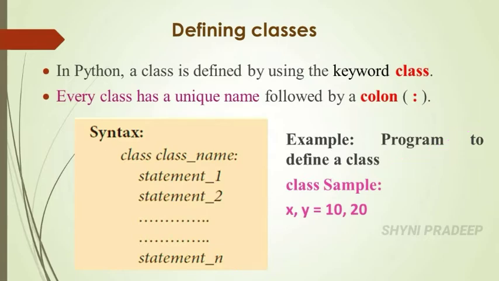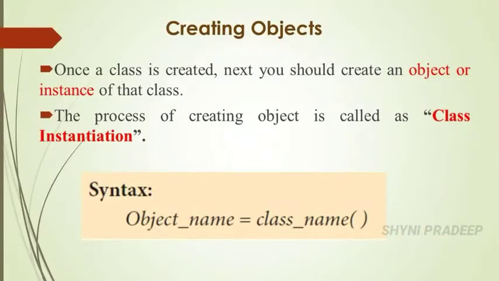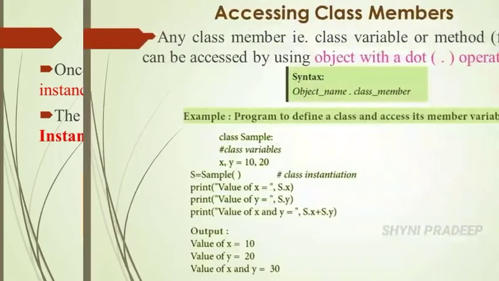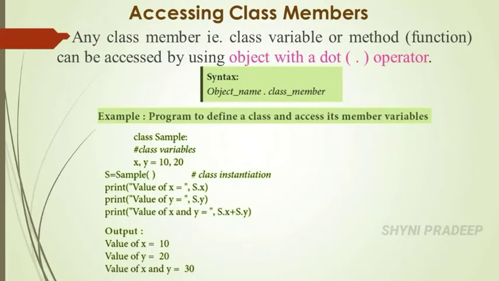Next topic is creating objects. Once a class is created, next you should create an object or instance of that class. What is an object? An instance of a class is called an object. The process of creating an object is called class instantiation. So the process of creating an object is called what? Class instantiation. See, this is the syntax: object name = class name, and write parentheses.